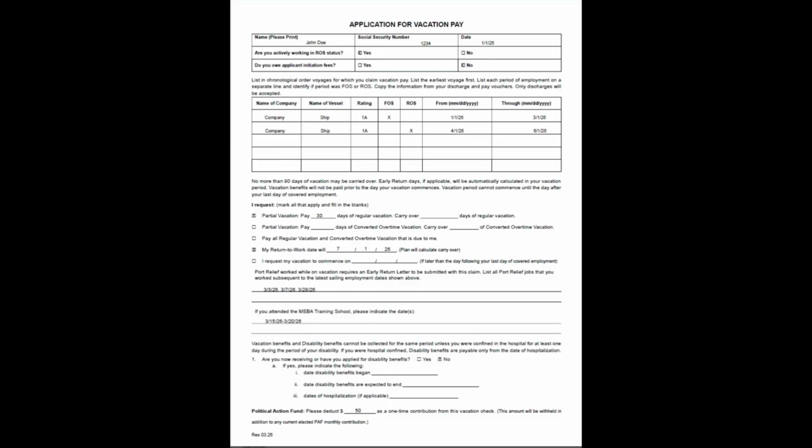Next, record any time you attended the MEBA training school since your last vacation submission. After that, complete the disability section if applicable. Finally, you'll have the option to indicate whether you would like to make a one-time deduction from this claim to contribute to the Political Action Fund.